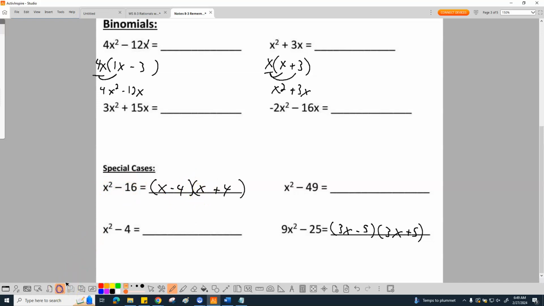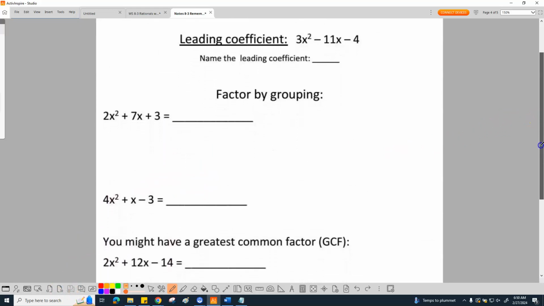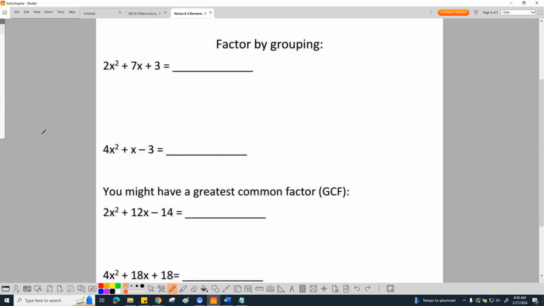So now I'm going to go ahead and factor by grouping. This is the one I care about. Factor by grouping is the one that works on everything. So I'm going to go ahead and show you how to do it. So remember how this works. We have to label our A, our B, our C, and then our AC. So our A is 2, our B is 7, our C is 3, and our AC is 2 times 3, which is 6. So it has to multiply to AC, and it has to add to 7.